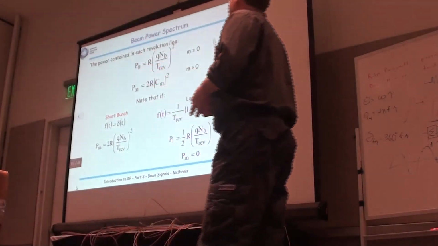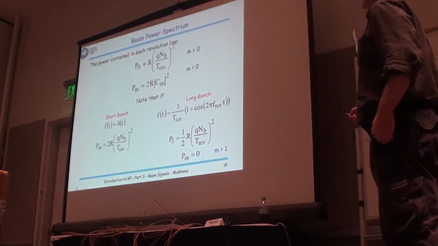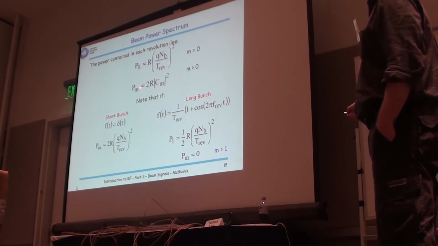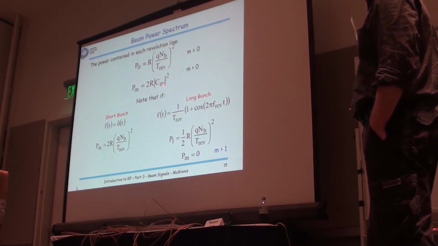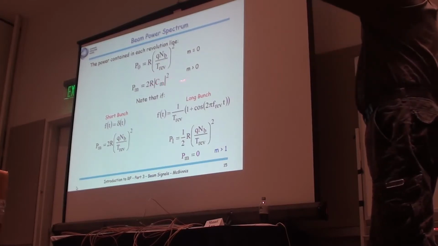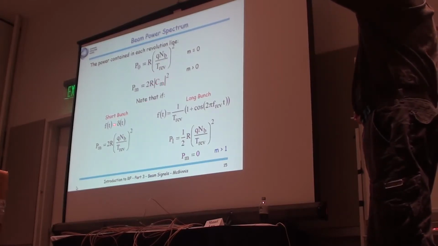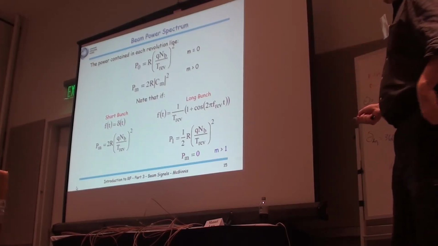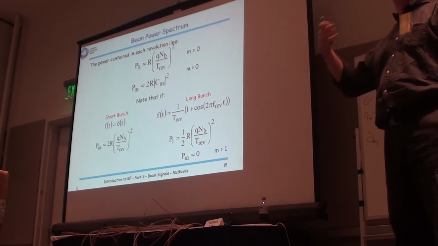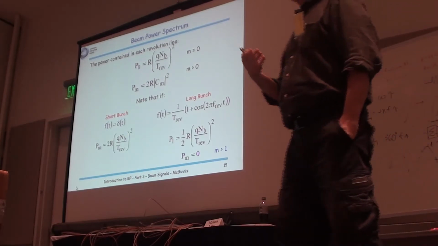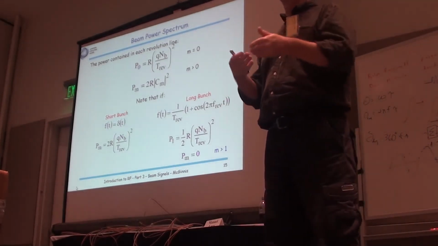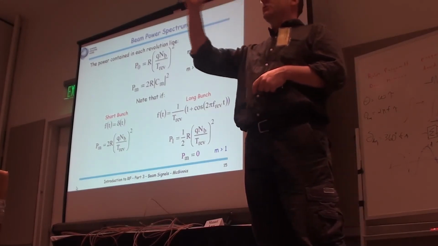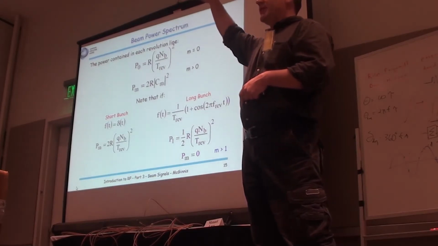Okay, so what's the power contained in each revolution line? At DC, you can see it's just the DC beam current, and at the other frequencies, it's 2 times this coefficient. Notice, though, that if the bunch is really short, f of t is a delta function. Take the limit as the bunch goes very short. Then basically every harmonic is going to be the same. So if you look at an electron machine where the bunches are really short, then basically all the revolution lines should look exactly the same. They should all have the same amplitudes.